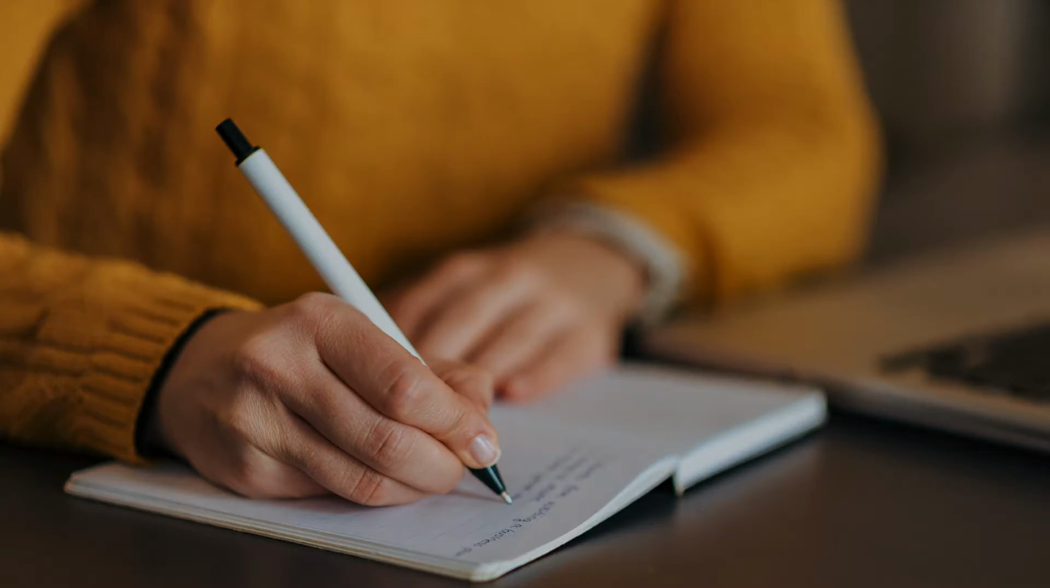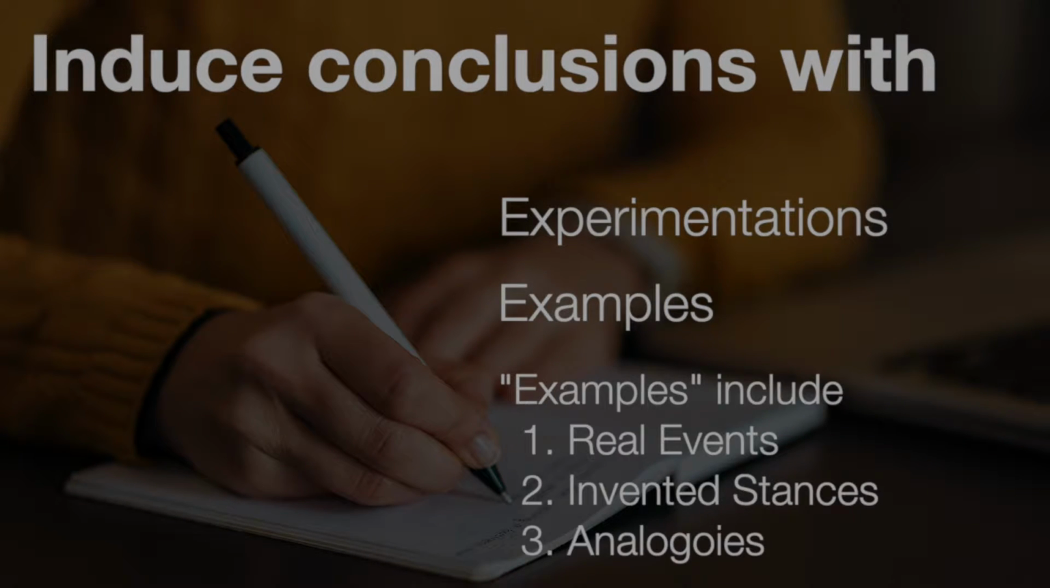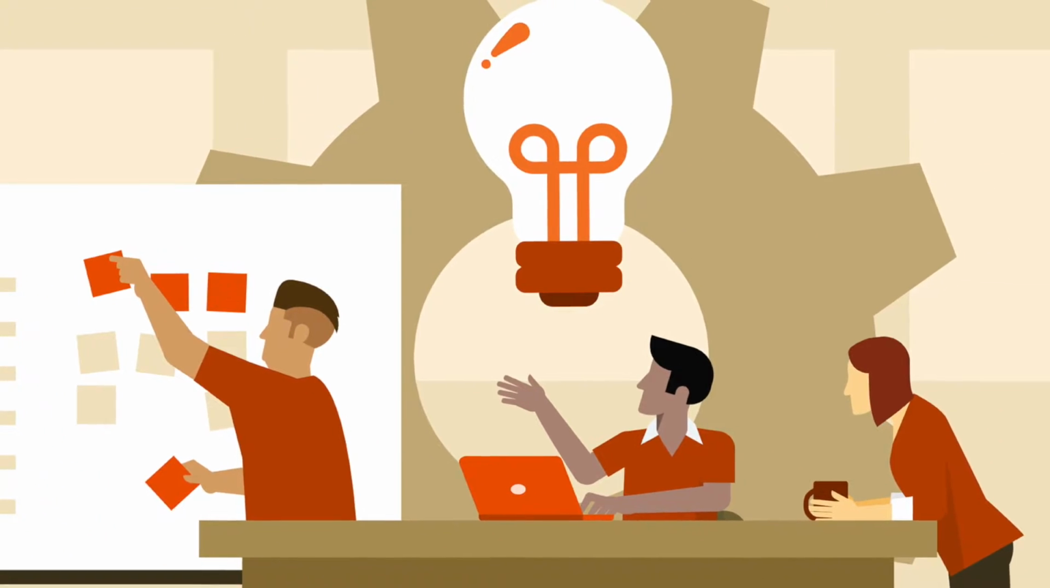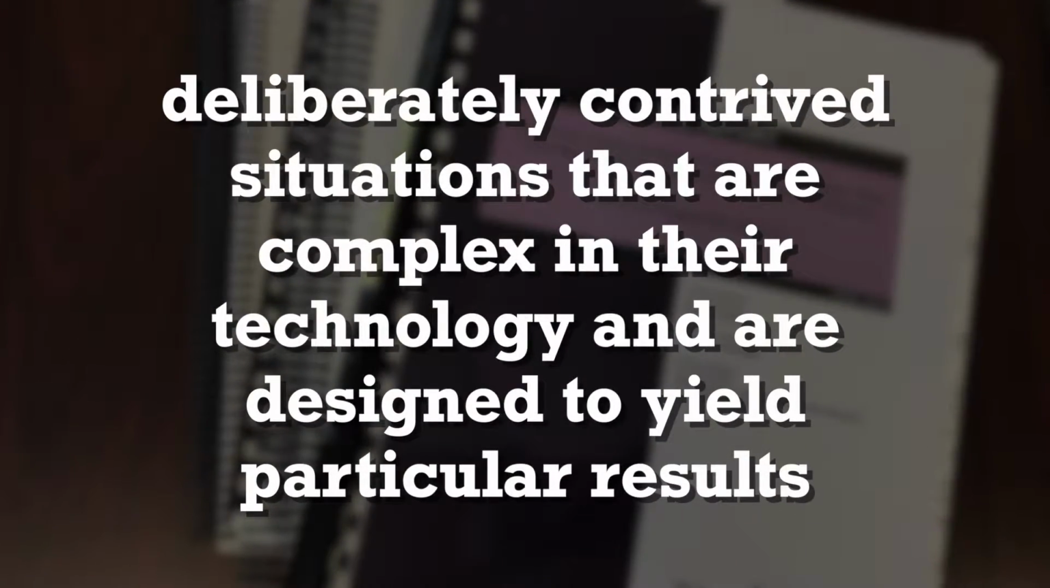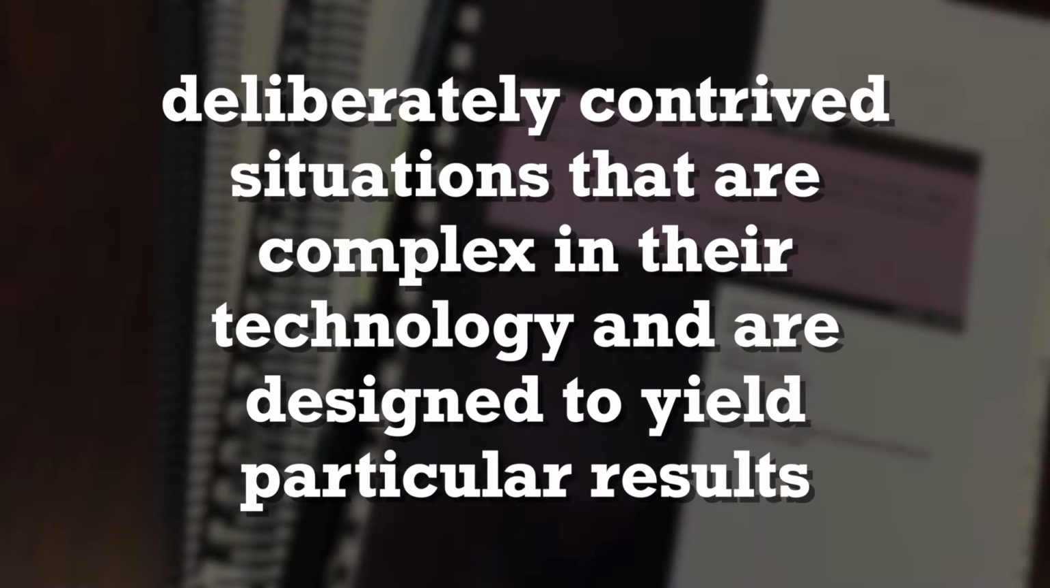There are different methods used to induce conclusions, such as experimentation and examples. Examples include utilizing real events, inventing instances like hypothetical cases, and analogies. Like always, evidence is required for supporting an argument. One kind of evidence is the result of experimentation. Experiments are deliberately contrived situations that are complex in their technology and are designed to yield particular results. In our society, scientific experimentation as evidence is usually weighted more than the experience of an ordinary person.